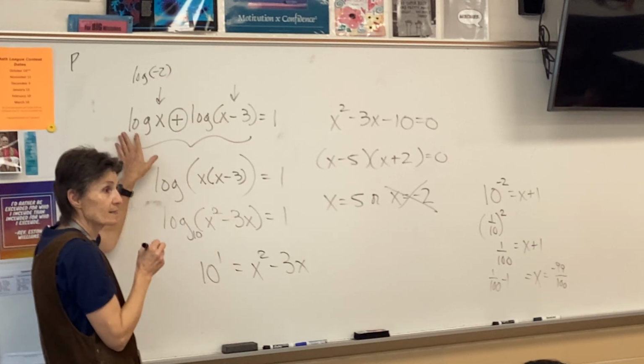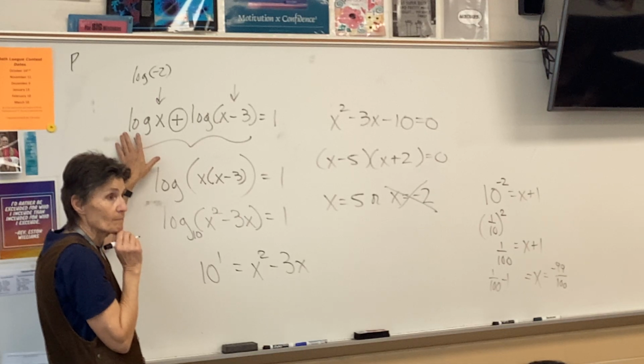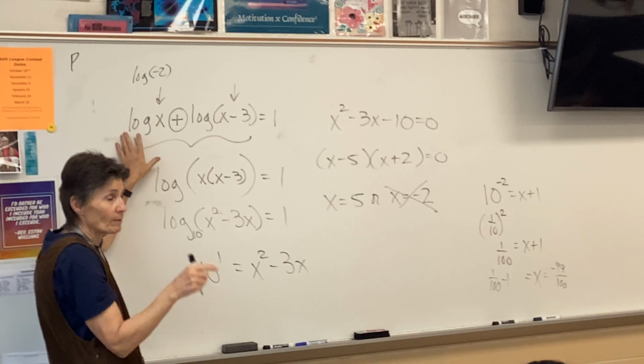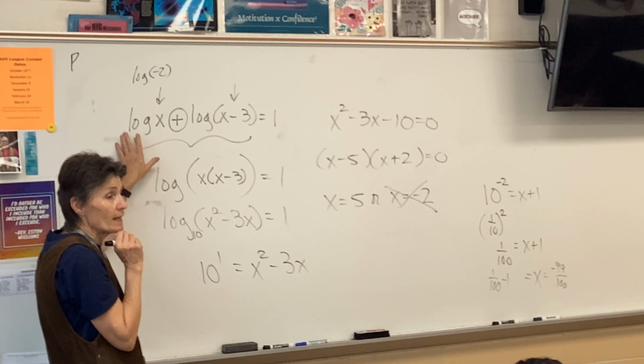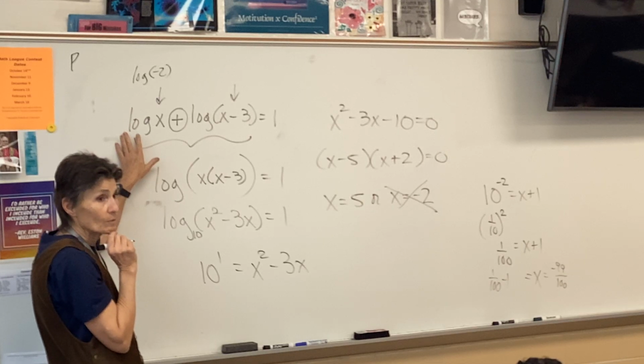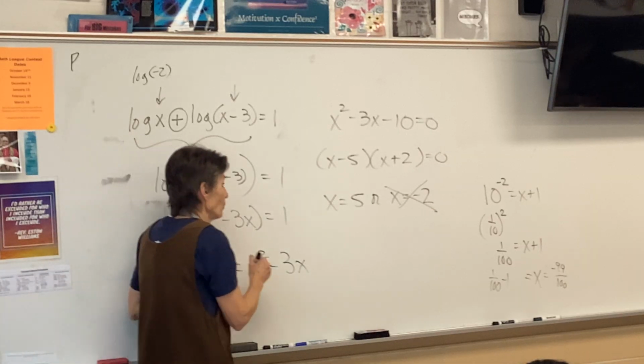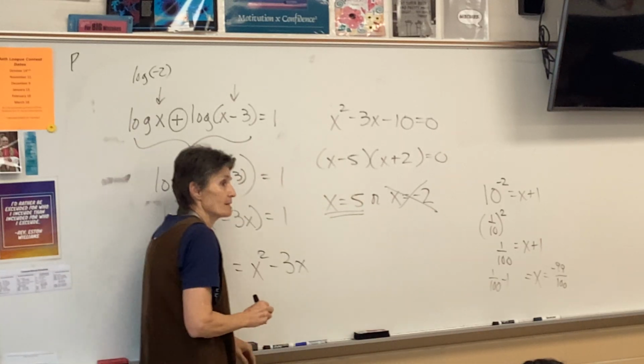What did we discover about taking the logarithm of negative numbers? Can't do it. If you forgot that, try it right now. Hit log negative 2, and it will give you an error. You cannot take the logarithm of a negative number. So that won't work, negative 2. And the only answer to the problem is 5.